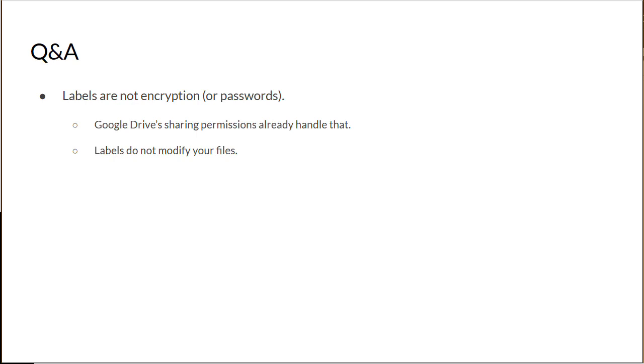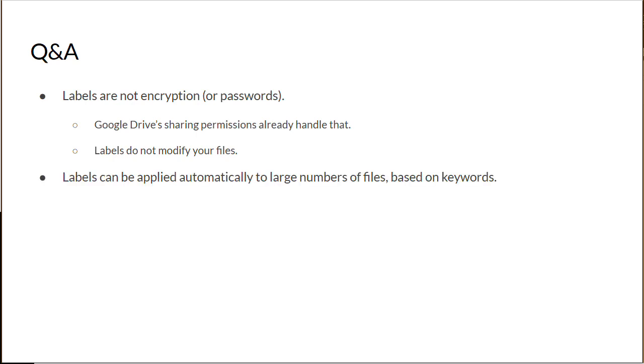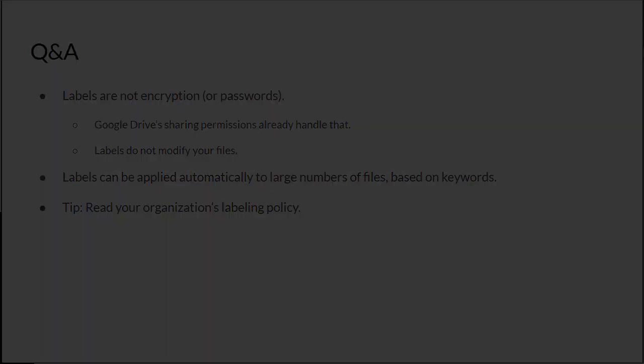Second, labels can be applied automatically to a large number of files, for example, by scanning for keywords. Our focus today is talking about how you can protect your own files, so we didn't talk about automatic labeling that happens in the background. And finally, read your organization's labeling policy. It'll give you confidence to know you're doing the right thing and to help others apply labeling correctly.